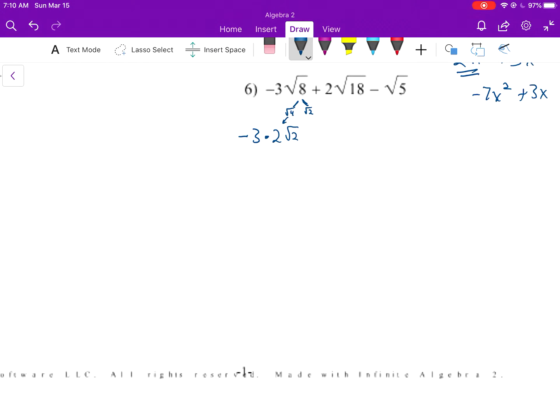The square root of 4 is 2. The square root of 2 can't be simplified. So I don't mind you just jumping to this step; you don't have to do that step necessarily. So let's do that again.